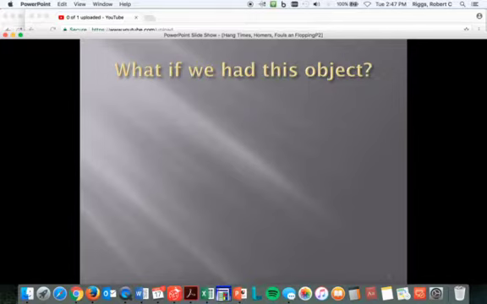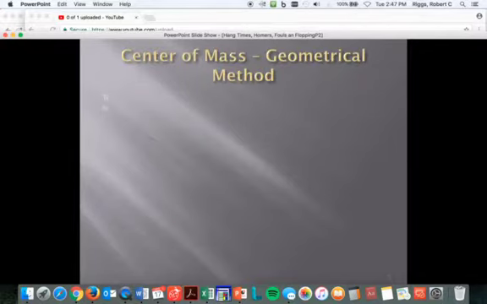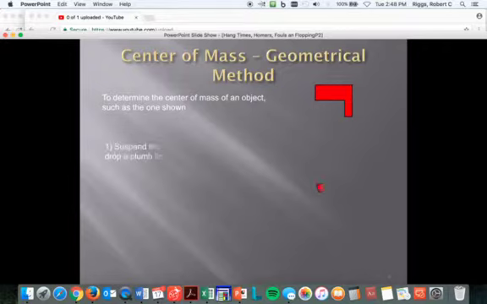What if we had this object? Where's the center of mass? Here's how we do that. Or this. Ooh, this is interesting. Where's the center of mass of this object? Center of mass, here's one way to do it.